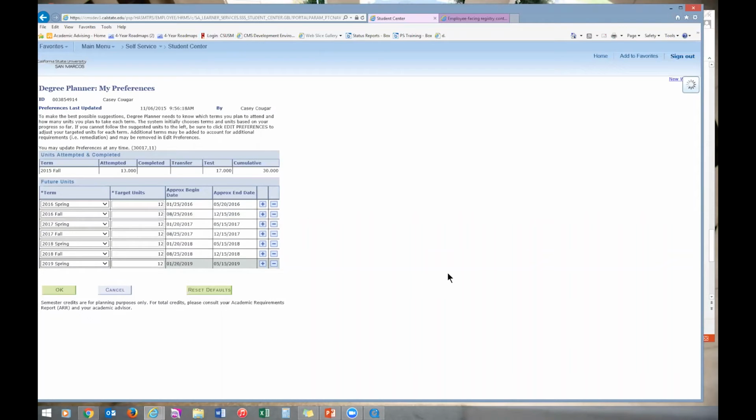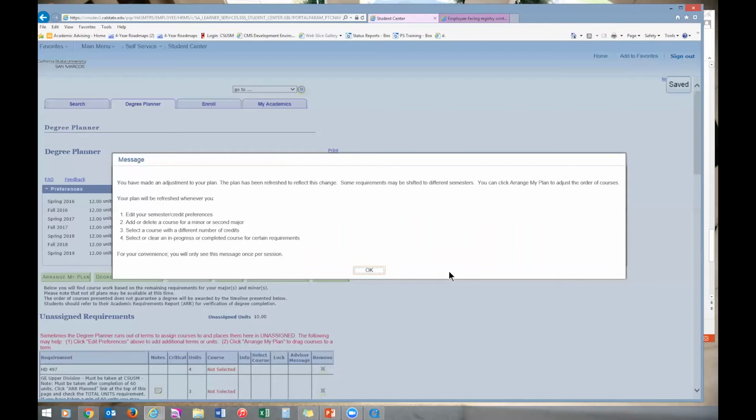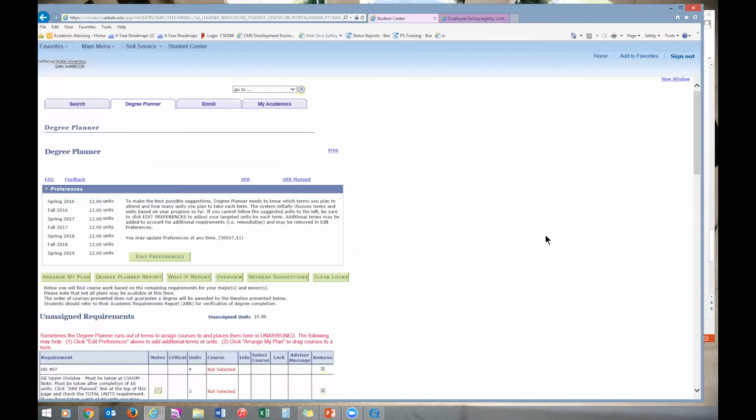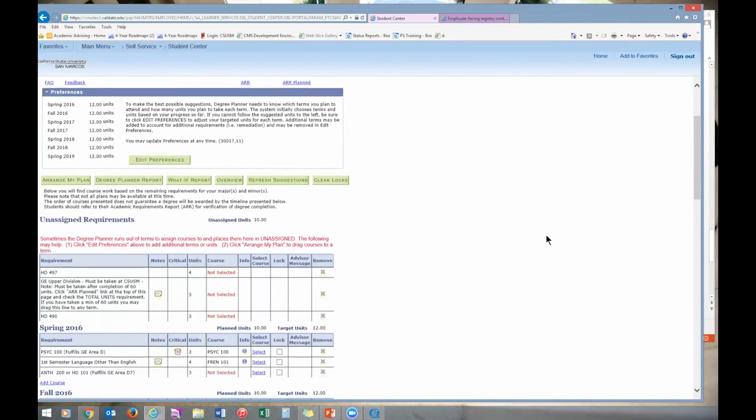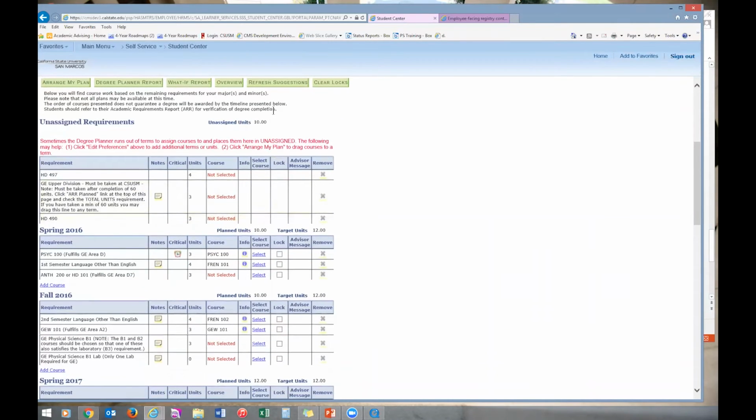So here's what the planner is going to do. It's thinking, I've got to select courses in terms, but Casey reduced the number of units that the planner can add courses to. So here's what happens. The planner ran out of terms and it couldn't put this line, or this line in a term. So it's sitting in this section called Unassigned Requirements.